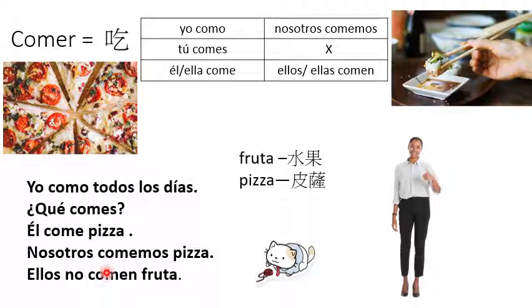Okay, very well. So, let's look at some example sentences for the verb comer. Yo como todos los días. Right? I eat every day. Todos los días is every day, right? 每一天. ¿Qué comes? Right? What do you eat, right? ¿Qué comes? Él come pizza, right? He eats pizza. Nosotros comemos pizza, right? We eat pizza. Ellos no comen fruta, right? They don't eat fruit.